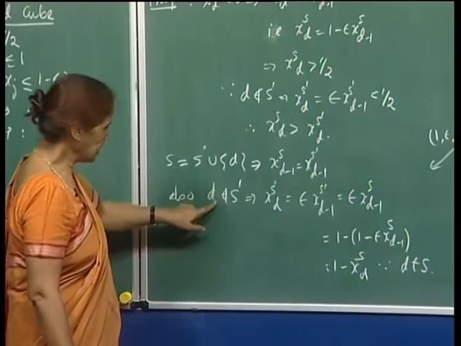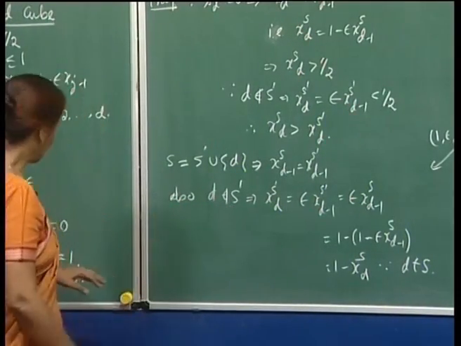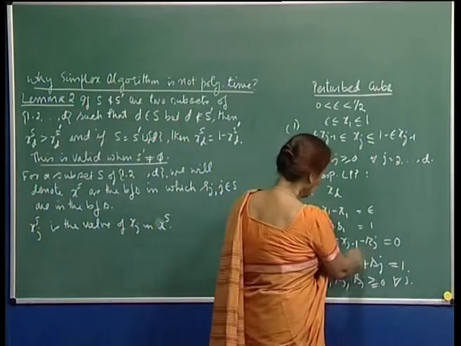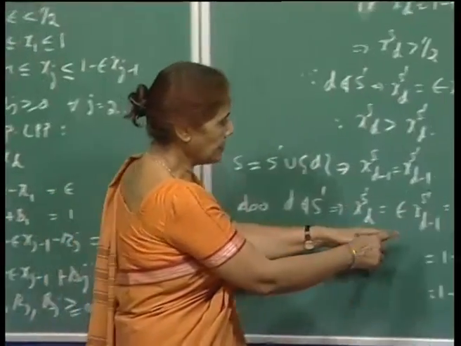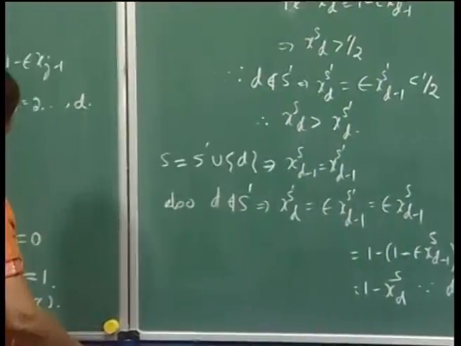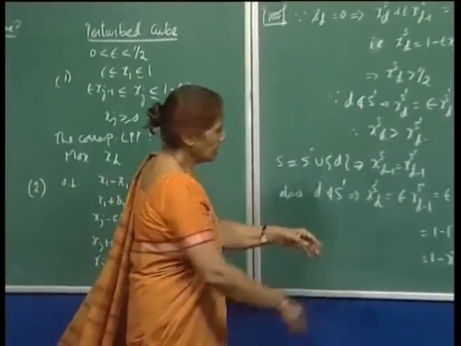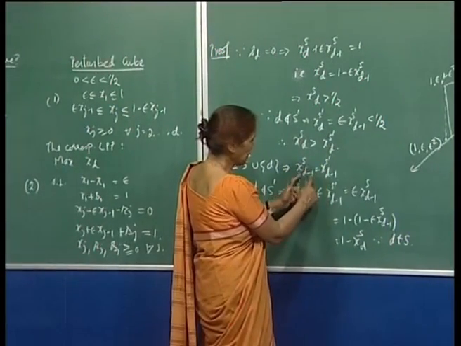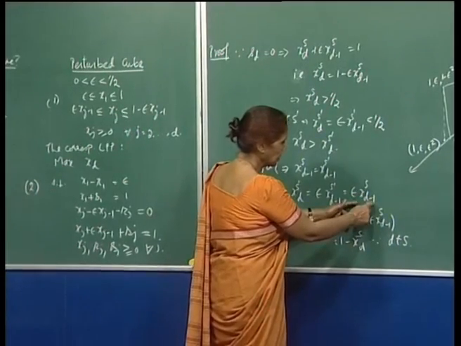Since d does not belong to S prime, that means R_d is 0. So you get that x_{S'} d is equal to epsilon x_{S'} (d minus 1), because R_d is 0, since d is not in S prime. We have just seen that x_{S'} (d minus 1) is the same as x_S (d minus 1). So this becomes epsilon x_S (d minus 1).